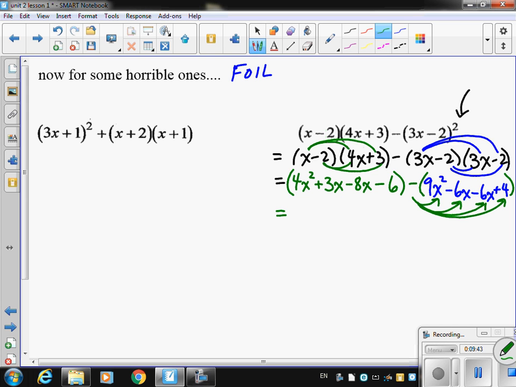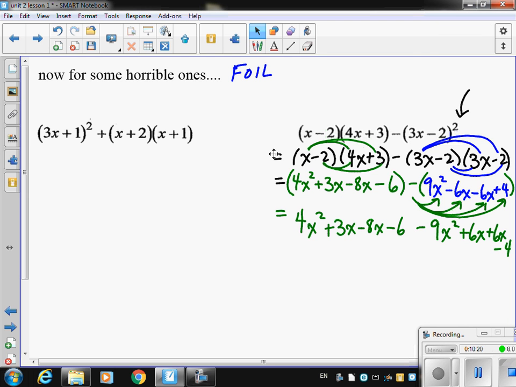So let's write it all out with the correct signs, and then we'll collect like terms. So the first multiplication that I did is 4x squared plus 3x, subtract 8x, subtract 6. And then I'm supposed to subtract all of the terms that come after. So subtract 9x squared. Subtract negative 6x is the same as add 6x. Subtract negative 6x is add 6x, and subtract 4. Sorry, didn't quite fit.